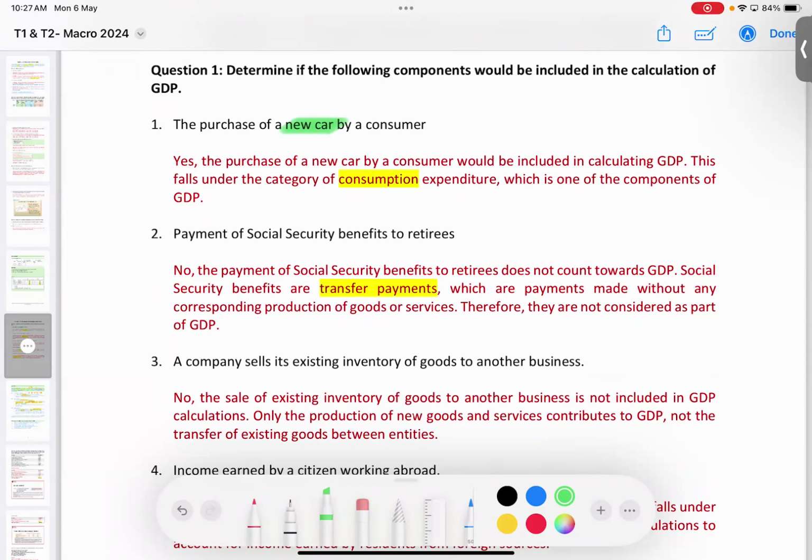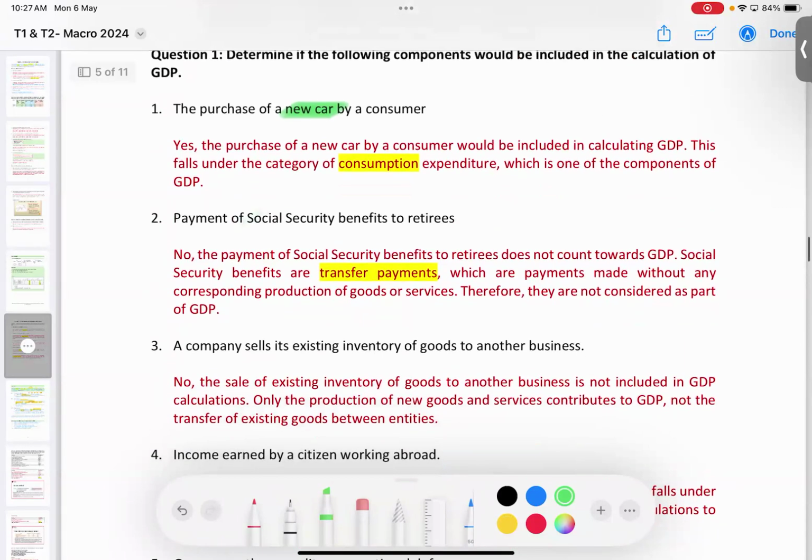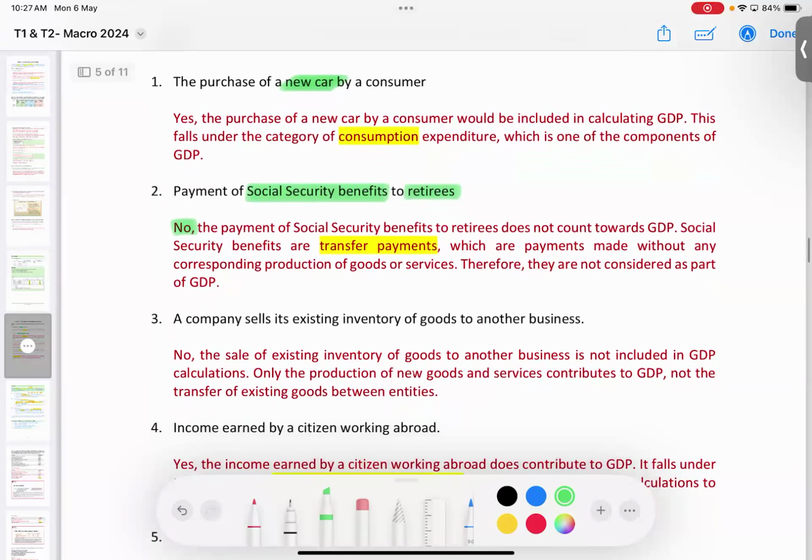All right. Now, second, payment of social security benefits to retirees, like pension funds or retirement funds. As I said, that's under the category of transfer payment. So the answer is no, it is not included in the GDP, because it is a transfer payment.